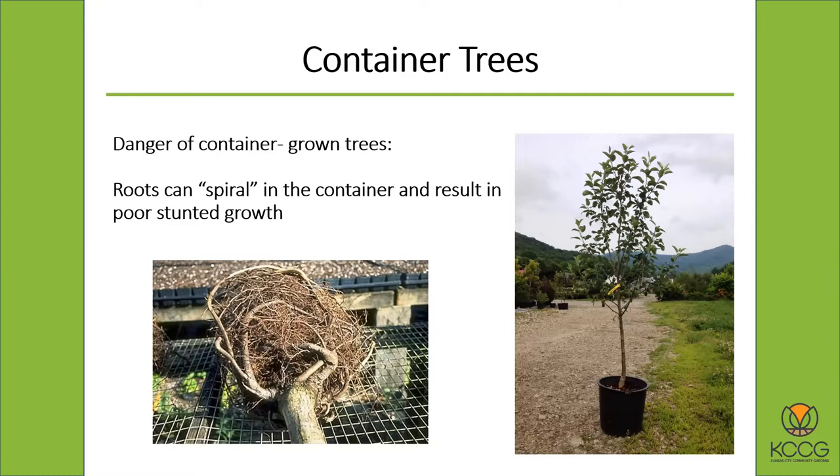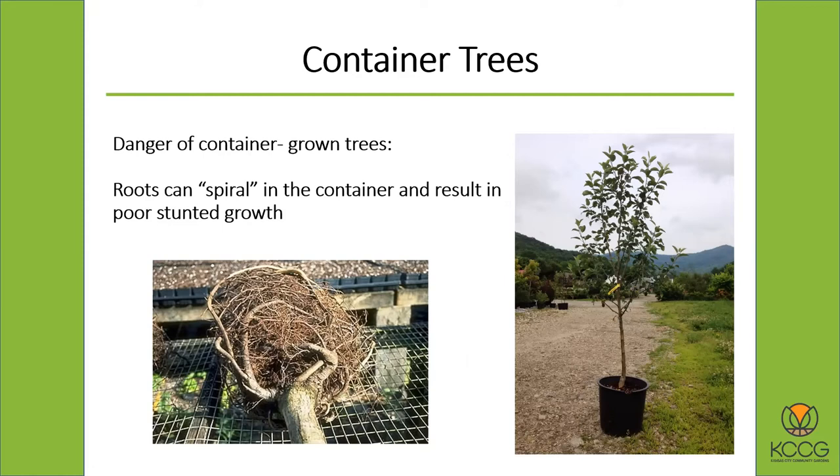So while there are some distinct advantages to growing and planting trees in nursery pots, you just want to make sure that when you pull the tree out of the pot, you try to tease those roots out. And in some cases, you end up root pruning the tree so it starts establishing a different root system, not one that has spiraled.